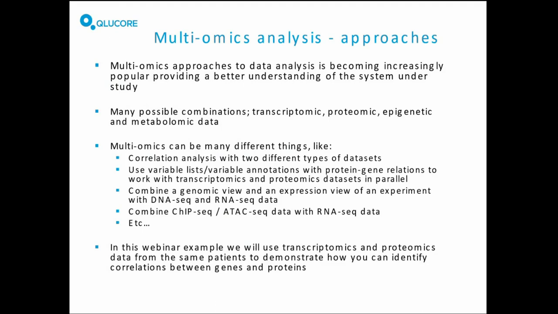We are going to look at correlation analysis with two different types of data in this webinar, but there could be other forms of multi-omics using variable list, variable annotations with protein-gene relations to work with both transcriptomics and proteomics datasets in parallel. Combine a genomic view and an expression view of an experiment, combine ChIP-seq, ATAC-seq data with RNA sequence data, etc. In this webinar, we're going to work with transcriptomics and proteomics data from the same patients to demonstrate how you can identify correlations between genes and proteins.